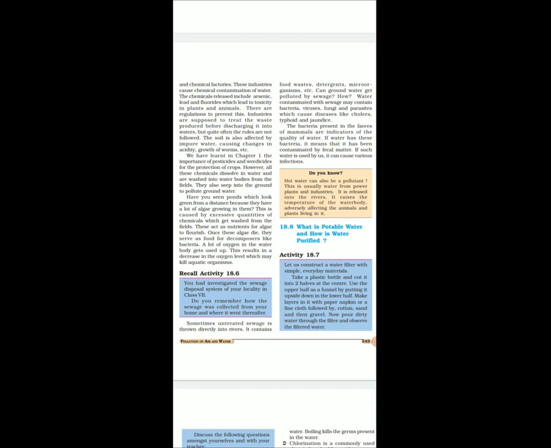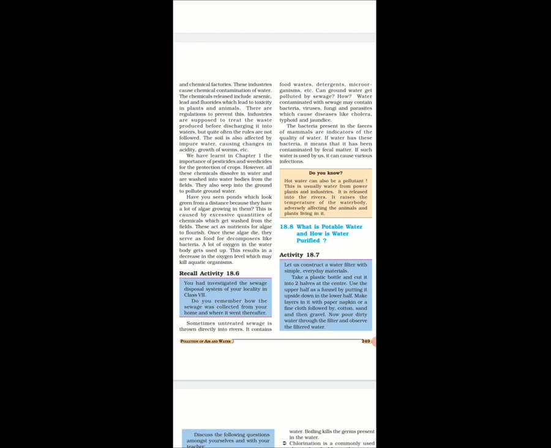Water may contain bacteria, viruses, fungi, and parasites which cause diseases like cholera and typhoid. The bacteria present in the faeces of humans are present in water. It means that the water is polluted by organic matter. If such water is used by us, it can cause various infections.